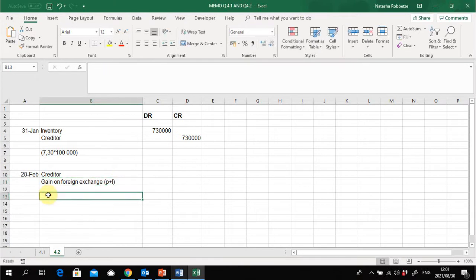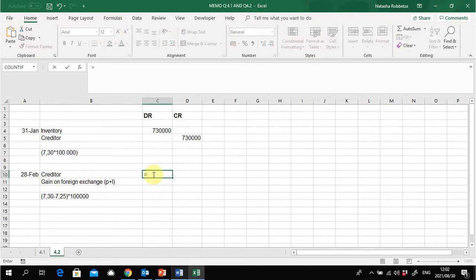Right, if I now look at the change in value, it went from R7.30 to R7.25. And I'm just typing it in the other way around so that I don't have a negative on my Excel.